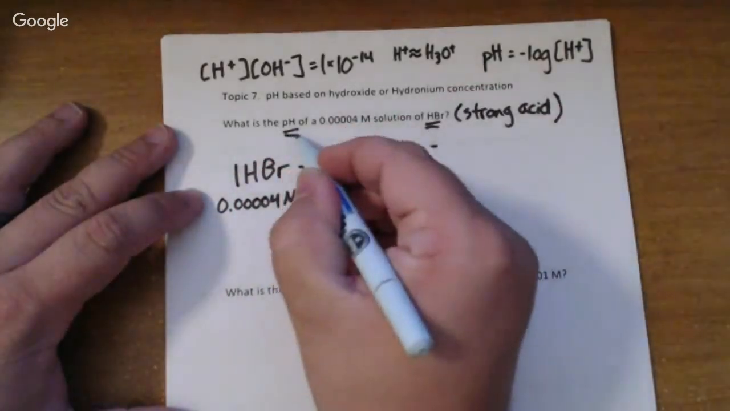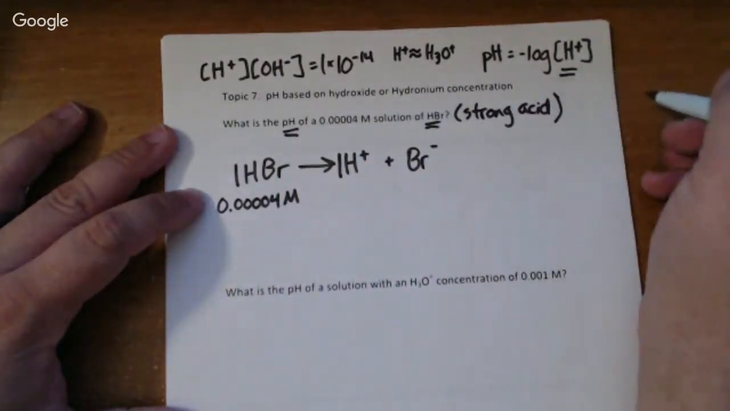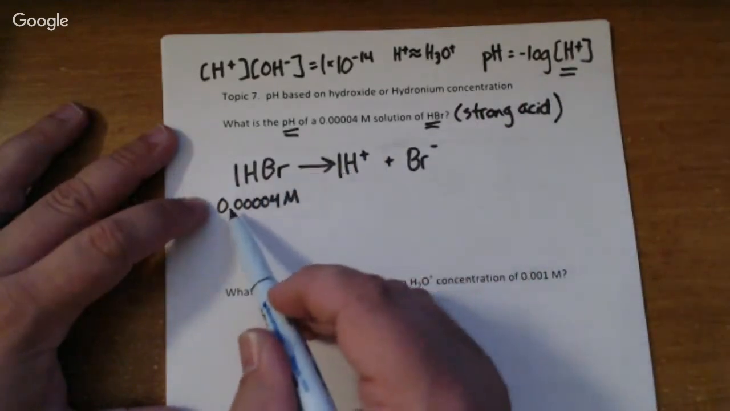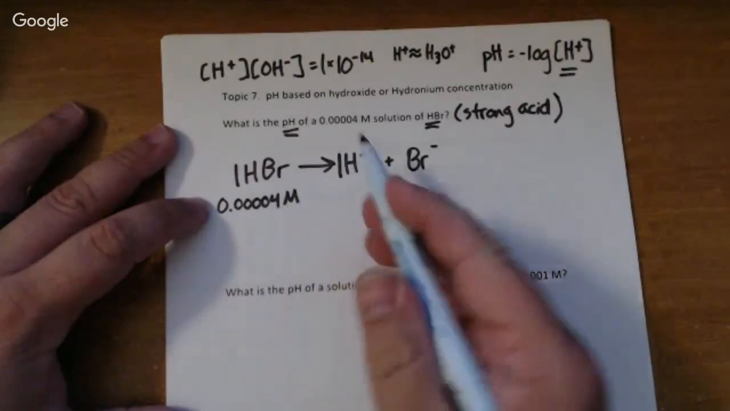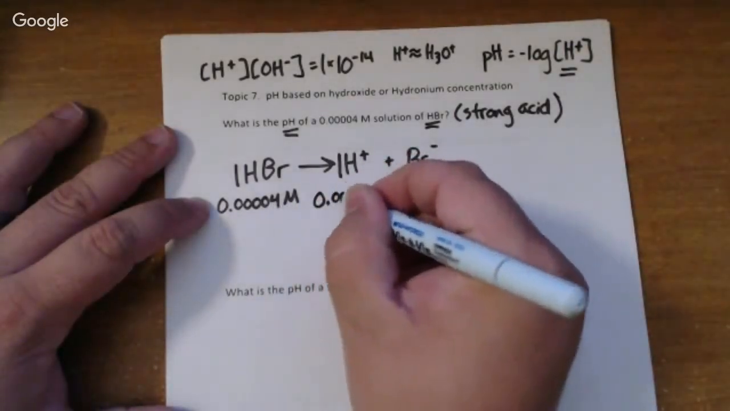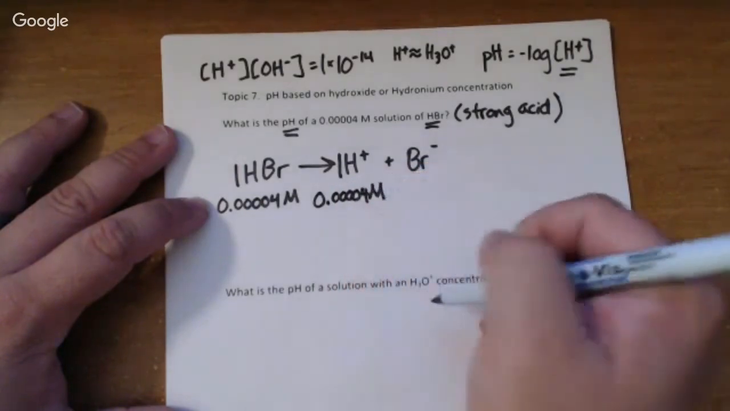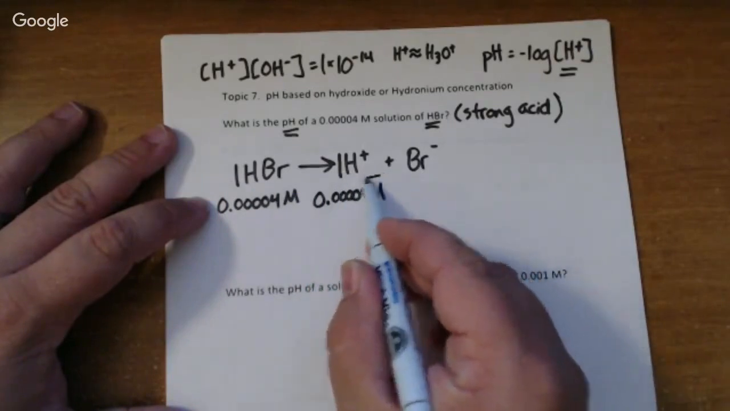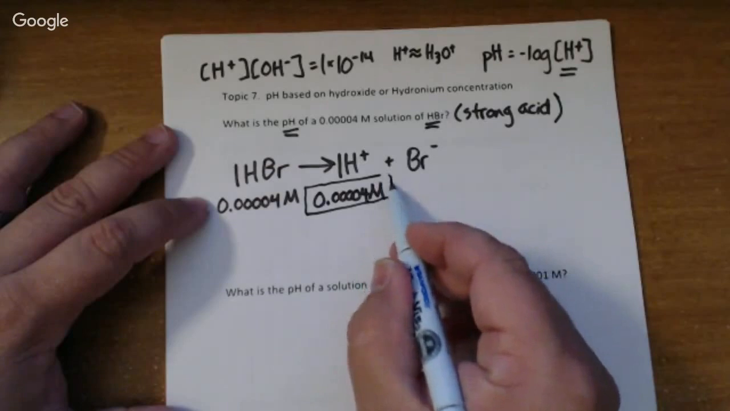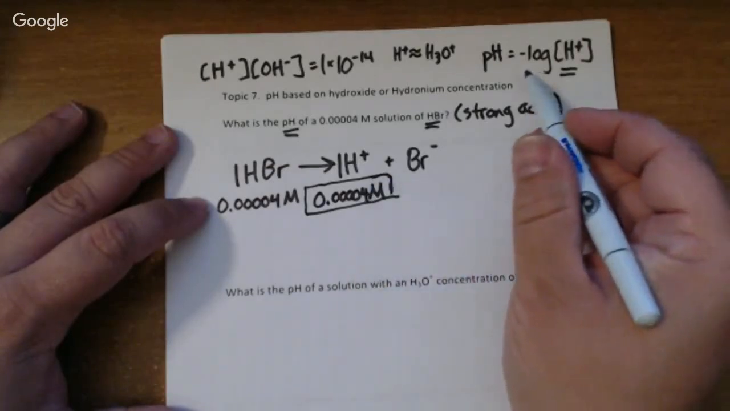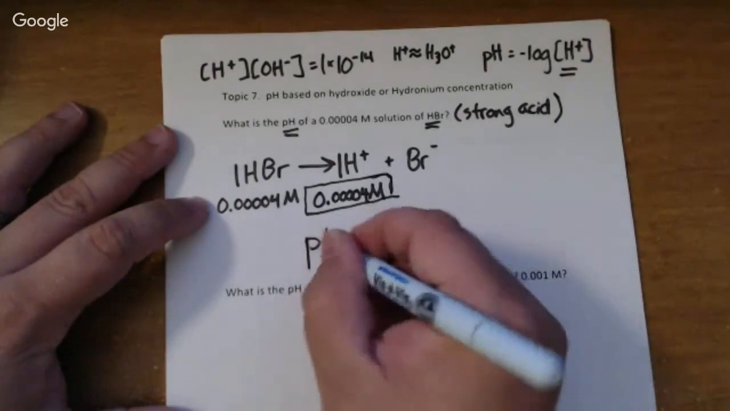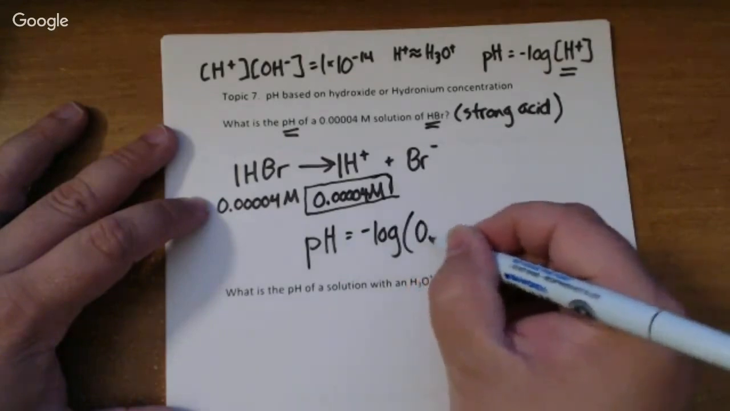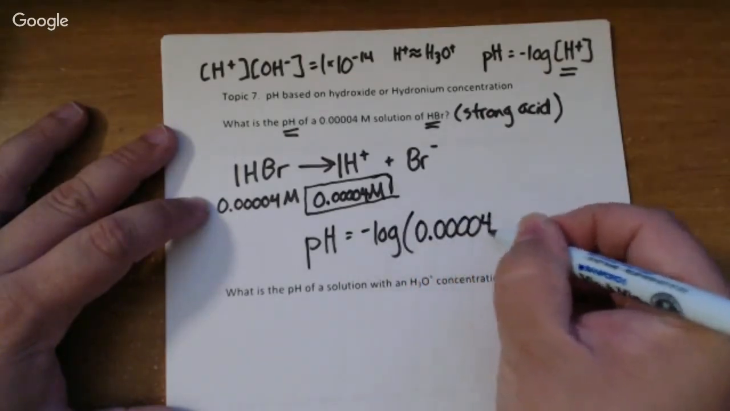My goal here is to find the pH. And if I want pH, I need to know something about H plus. Now, since this is a 1-to-1 ratio, if I have 0.00004 molar here, once it breaks up, I'll have 0.00004 molar here. It's going to be the same concentration for each since it has a 1-to-1 ratio. Now I know the concentration of my H plus, so I have all that I need to use the pH equation. pH is going to be the negative log of 0.00004.